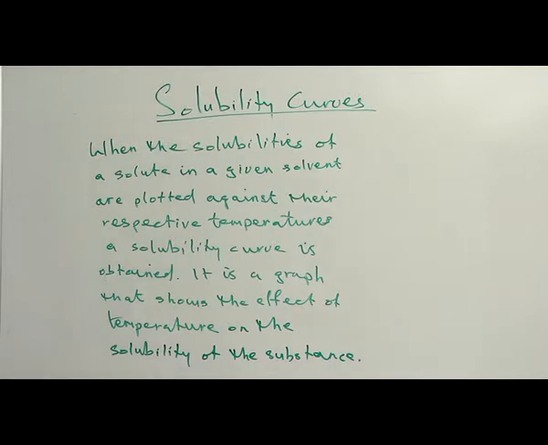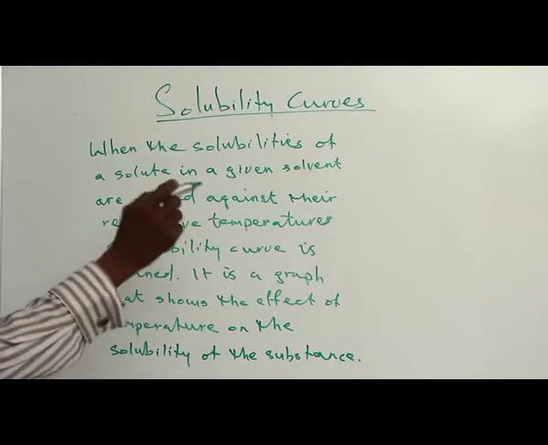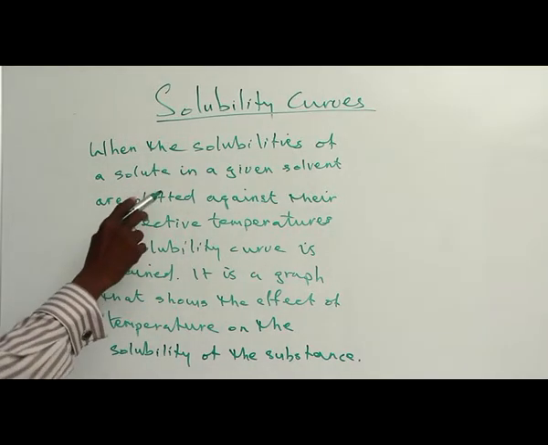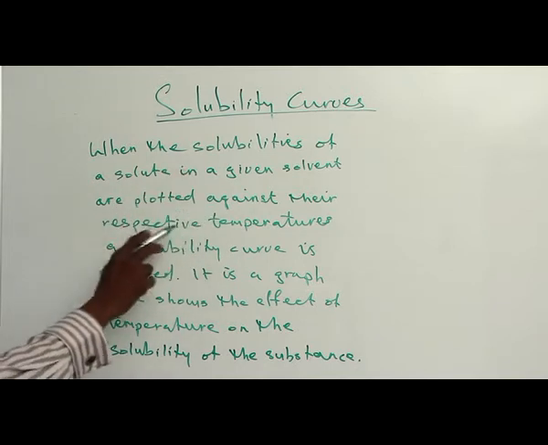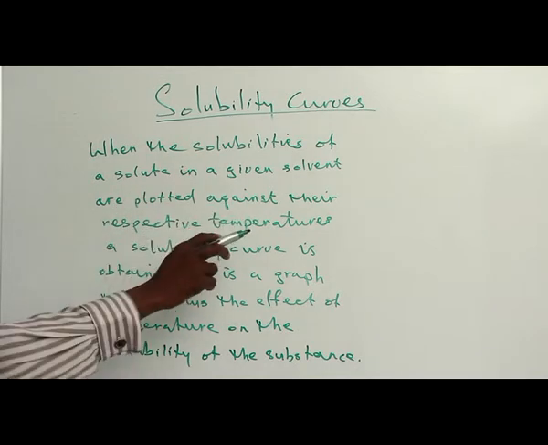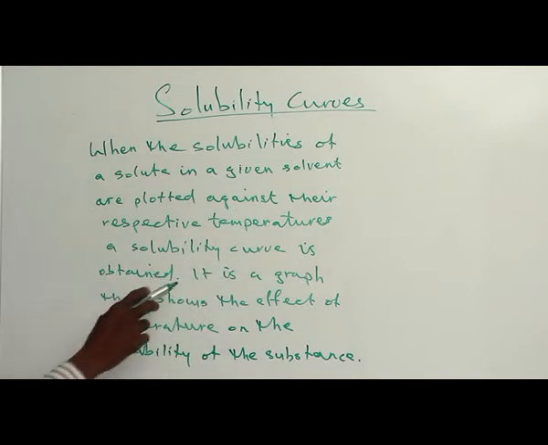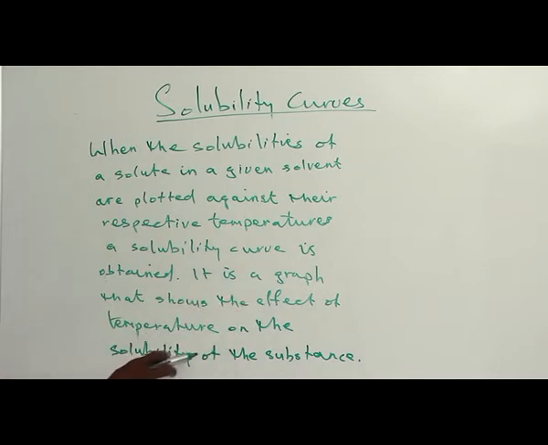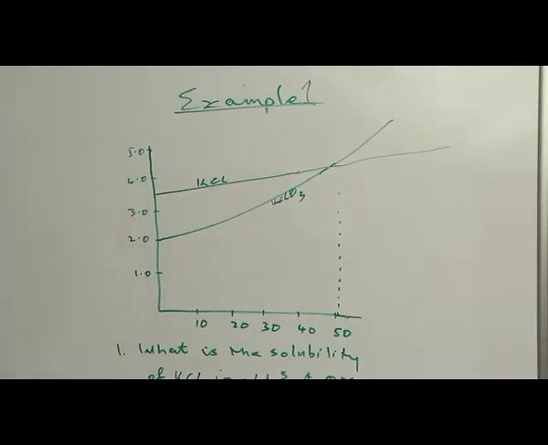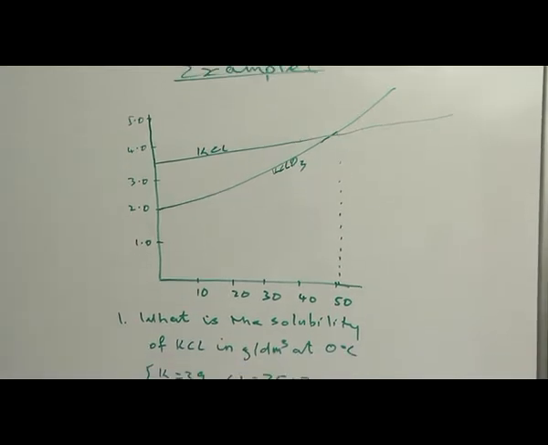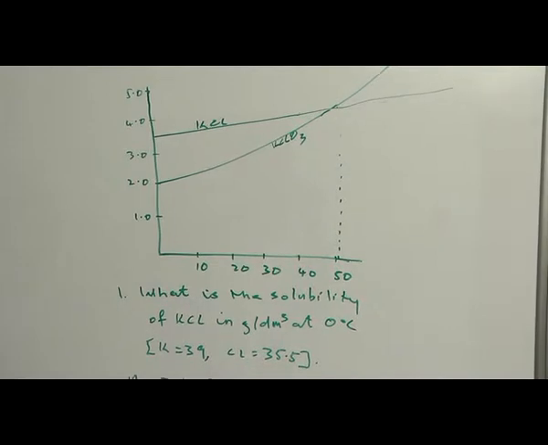Solubility curves. When the solubilities of a solid in a given solvent are plotted against their respective temperatures, a solubility curve is obtained. It is a graph that shows the effect of temperature on the solubility of the substance. Let's consider the solubility of potassium chloride and potassium chlorate as shown on the board.